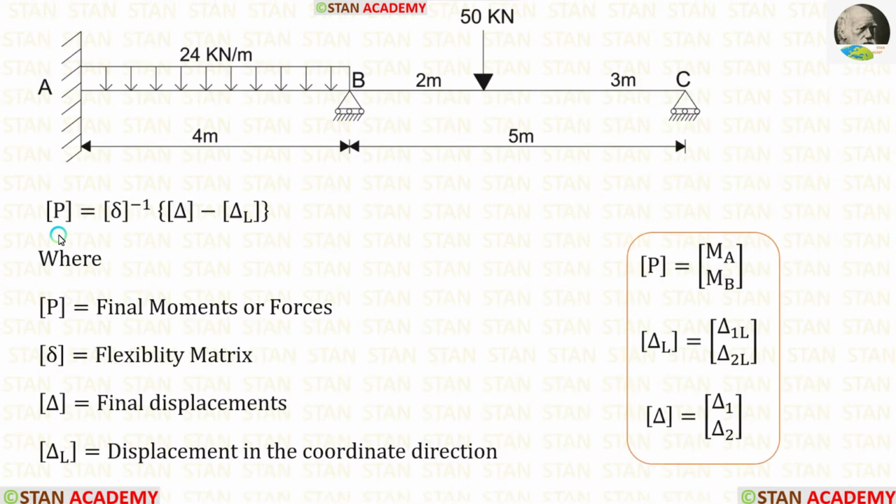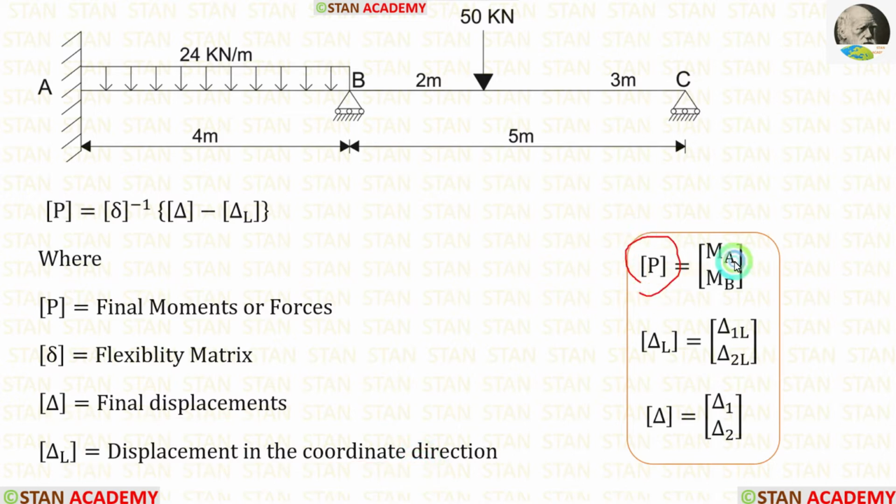Now let us see the formula to calculate the moments. P matrix is equal to delta matrix inverse into delta matrix minus delta L matrix. Here P matrix is the final moments or forces, delta matrix is the flexibility matrix, delta matrix is the final displacements, delta L matrix is the displacement in the coordinate direction.